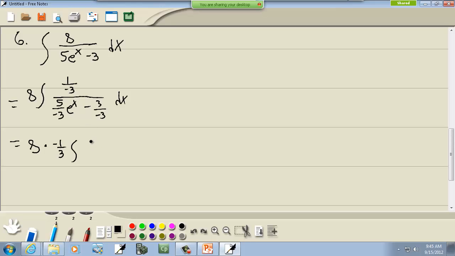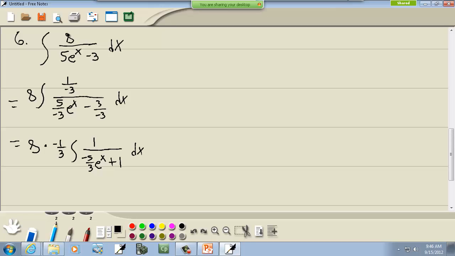Not worry about that number on top, so that becomes 1 again. And this is negative 5/3 e to the x. And then this becomes plus 1. Now what I'm trying to achieve here is I'm trying to get this number up on top the same as the number down here. That's my goal.